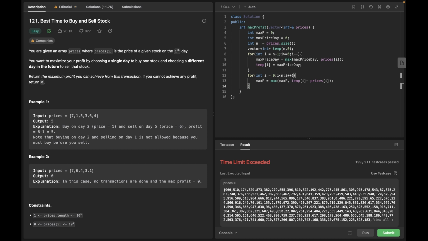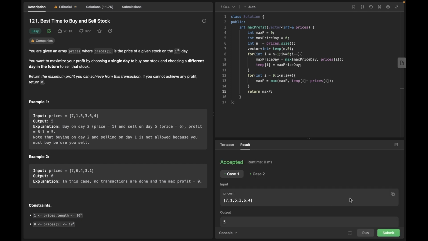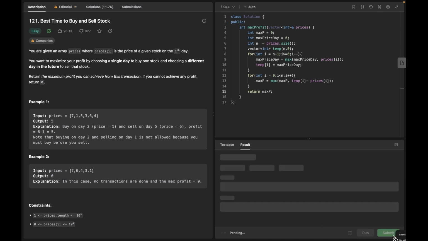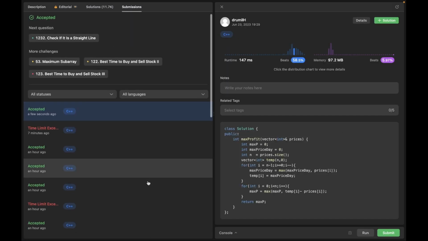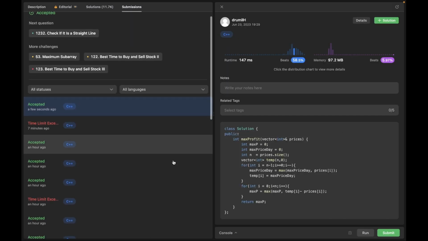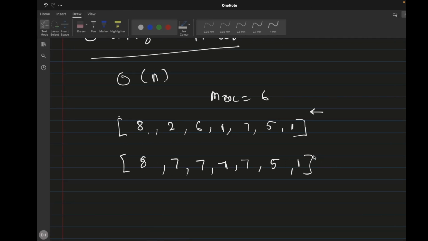So once we have iterated through this loop, we'll be getting the maximum profit and we'll return it. So we have completed it. Let's try and submit this. So this solution is completely valid. We have completed this solution without any errors. Let's try to understand its time complexity.